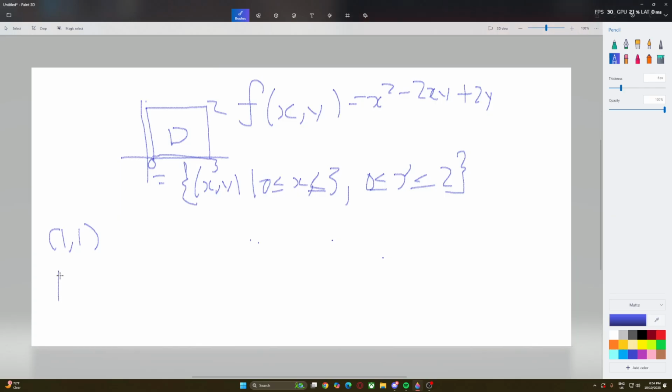Sure, why not? Why don't we just use D real quick to see if it's a max or min? So f of x, x1. Actually, no, we're not doing that. We're just plugging in directly to f. F of 1, 1 equals 1 minus 2 plus 2. That's just 1.